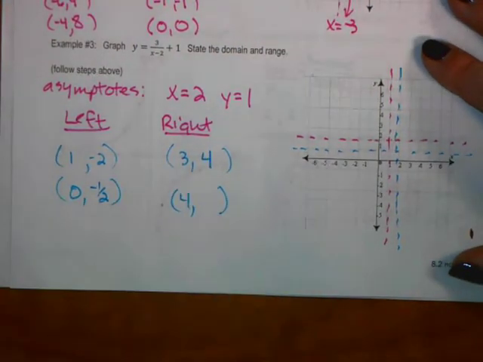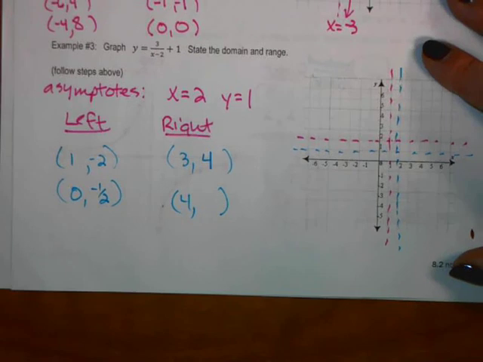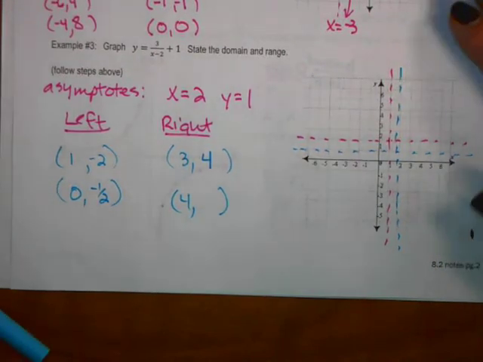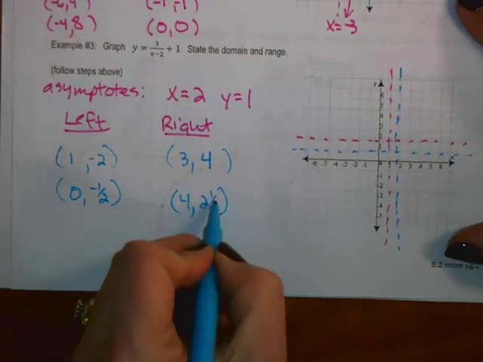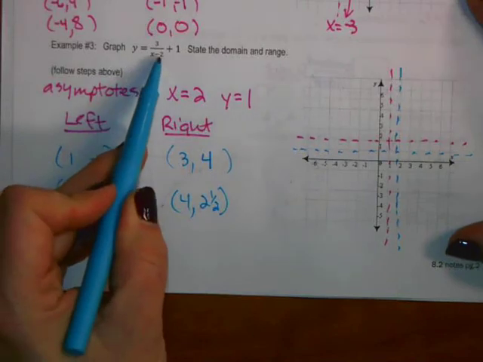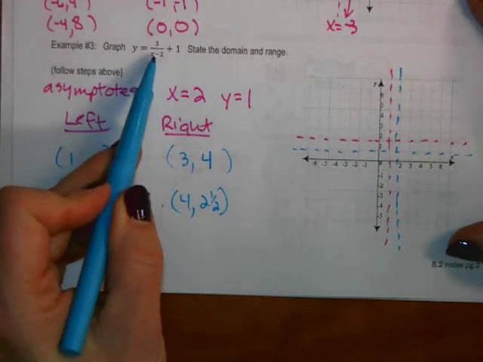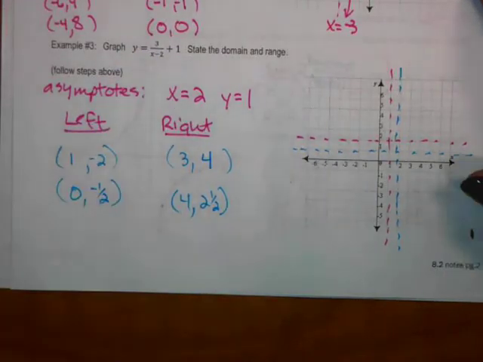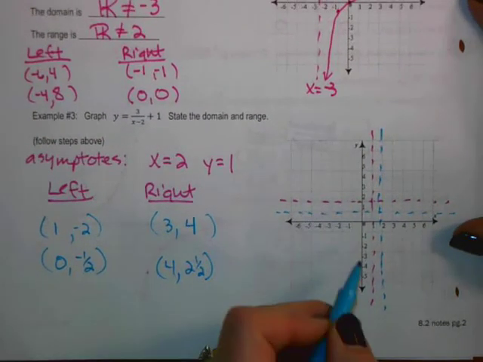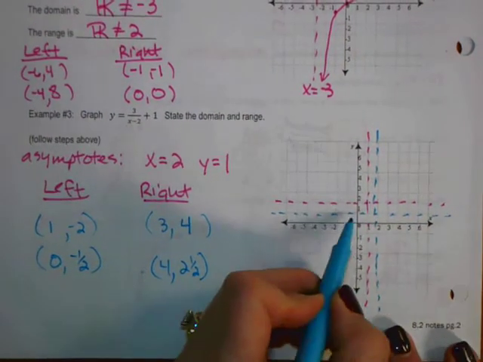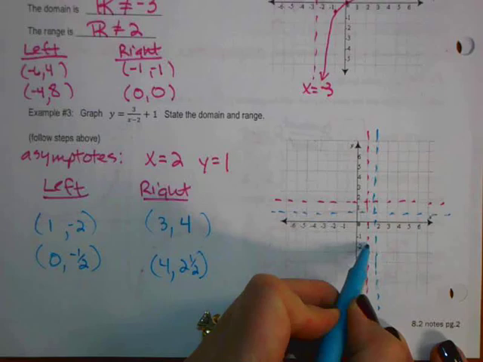When you plug in 3, you get 4. What do you get when you plug in 4? I'm guessing it's going to be 5.5. 2.5. 2.5, I heard it. Because the denominator becomes 2. So you have 3 halves, or 1.5, plus 1. Okay? So now let's plot those points. I know this is going to be a little bit funky looking, but that's okay. Over 1, down 2.